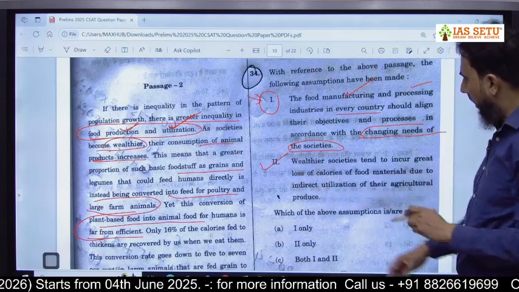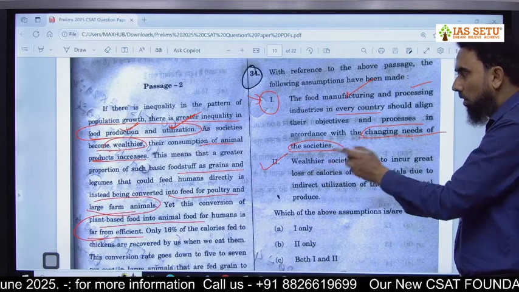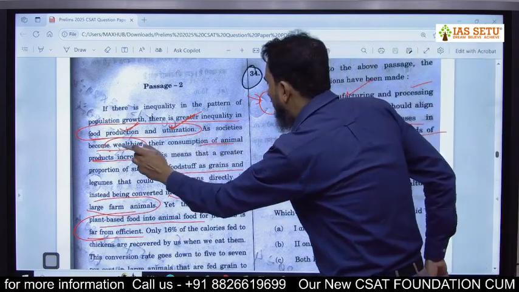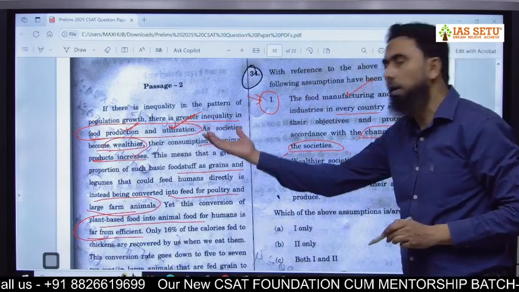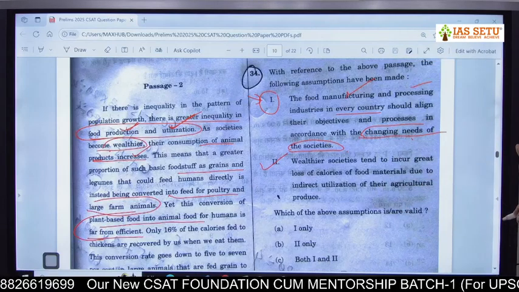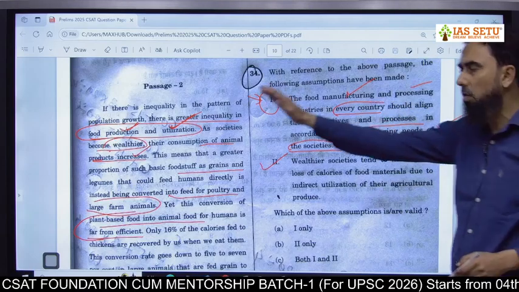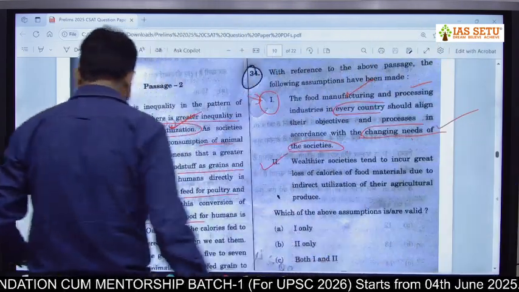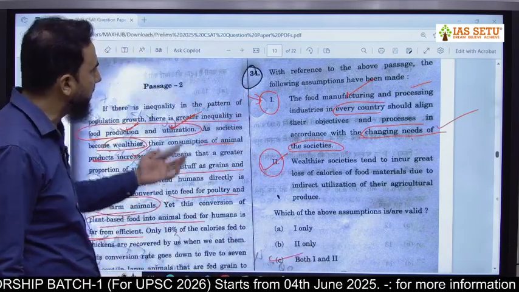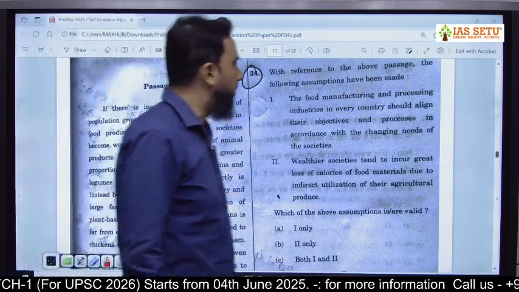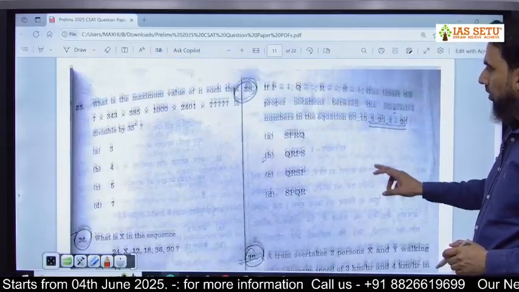As per the changing needs of the society, it is talking about the needs of the society, not the trend of the societies. In wealthier societies, consumption of animal products increases, but it is not fulfilling the need. Hence it should align their objectives. And there's no big problem with every country, because the problem is given in a general way. So to me the answer should be C, both 1 and 2. There's no problem with the second one, it directly follows, but the first one can be found from this faulty system of production. So that was option C.